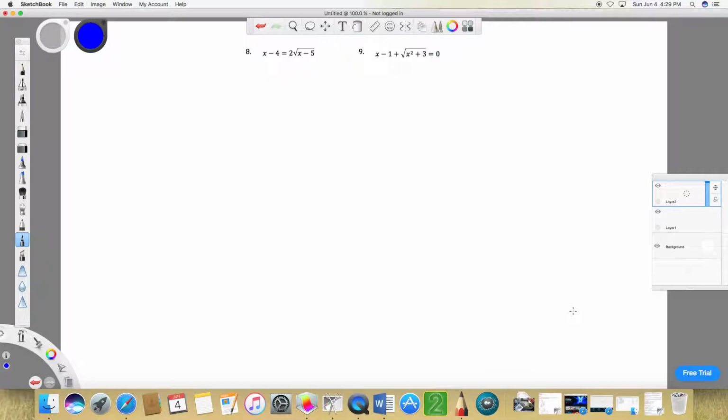We have the term that contains the radical already by itself. So I'm going to square each side, the left-hand side and the right-hand side. Exponents do not distribute. So x minus 4 times the quantity x minus 4 is x squared minus 8x plus 16. And on the right-hand side, if we take this term and multiply it by itself, 2 times 2 is 4. And when you square the radical, the radical goes away.